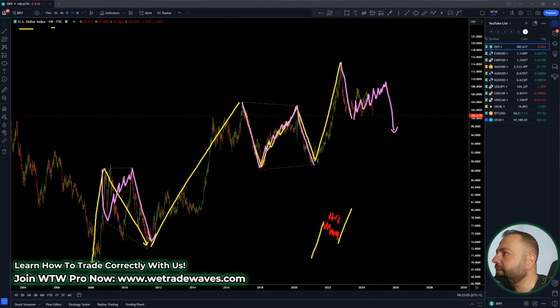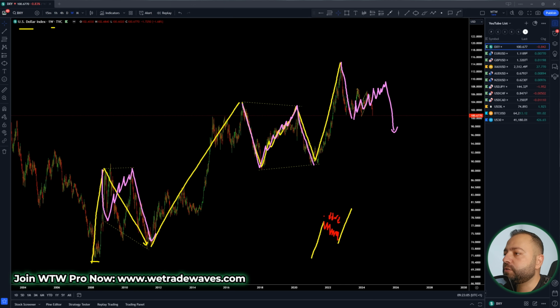It can be a flat, it can be a triangle, it can be a double three, it can be actually a five-wave corrective structure, a lot of forms. These forms, once you learn them correctly, you will be able to trade the next impulse with a high probability chance. And if you have a system to trade the next impulse where you can maximize profits, this is all you need to make consistent profits and achieve financial freedom.